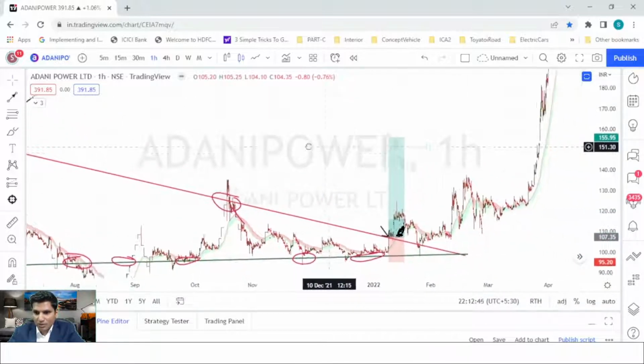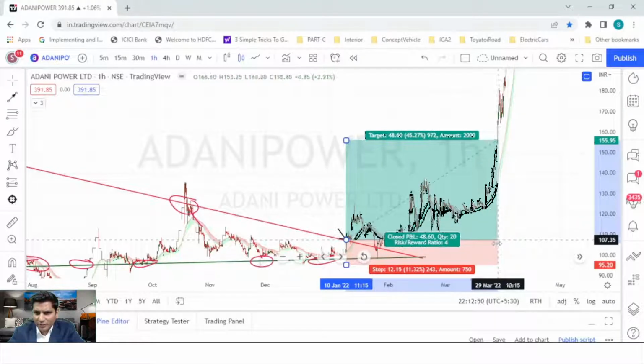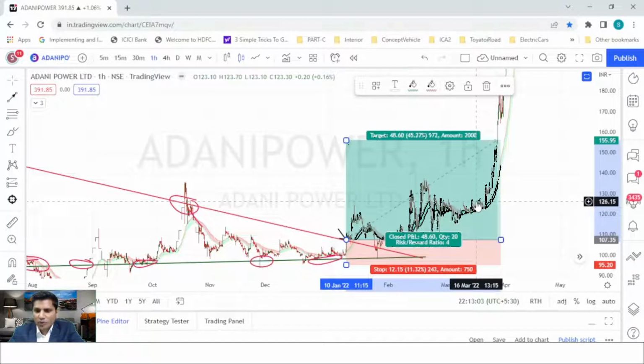Just move to the right and extend this risk to reward ratio. So on 29th March 2022 at 12:15 AM my 1:4 risk to reward ratio was achieved. So what I did is, since my 1:4 risk to reward ratio was achieved, I exited half of the quantity and booked the profit.